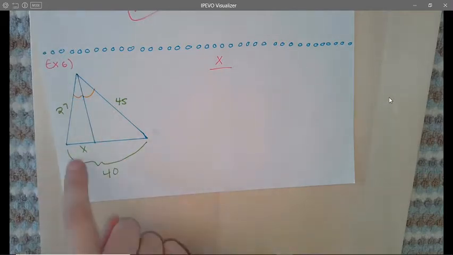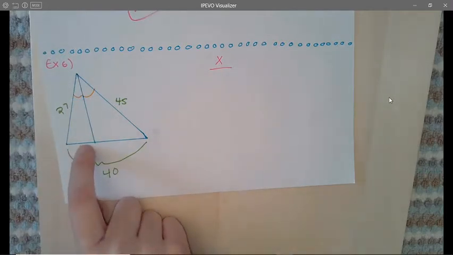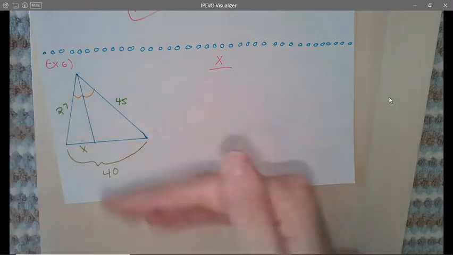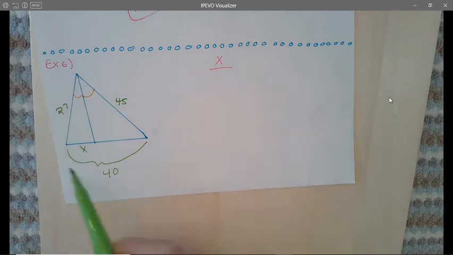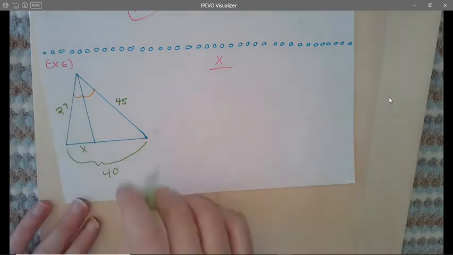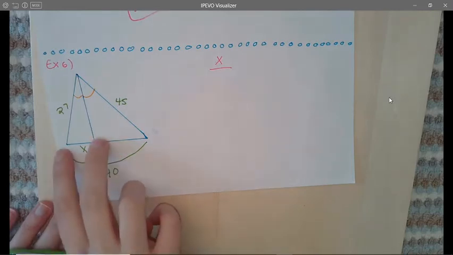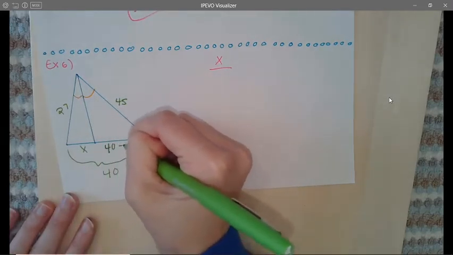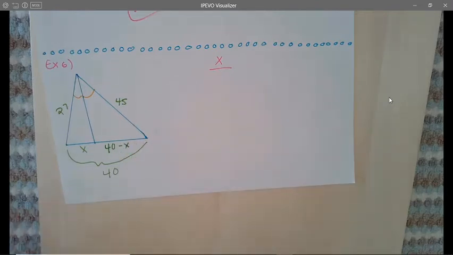If you ever know one part of a segment, and you know the whole thing, if you subtract the piece from the whole segment, you will get the other part of the segment. So using that same logic, since I know the whole thing is 40 and this piece is x, if I do 40 minus x, that will give me this piece. So this piece is going to be 40 minus x, which looks a little weird, but we can handle weird.